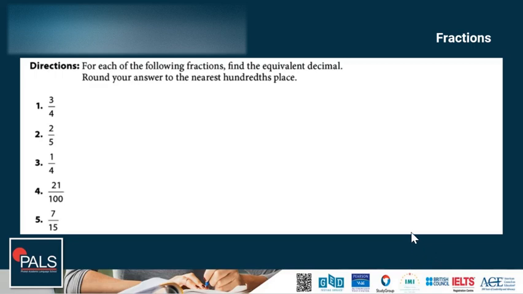Let's proceed to the drill. Okay, the direction. For each of the following fractions, find the equivalent decimal. Round your answer to the nearest hundredths place. Again, you can pause the video and try answering questions 1, 2, 3, 4, and 5. And then afterwards, you can continue to check your answer. Are you done?